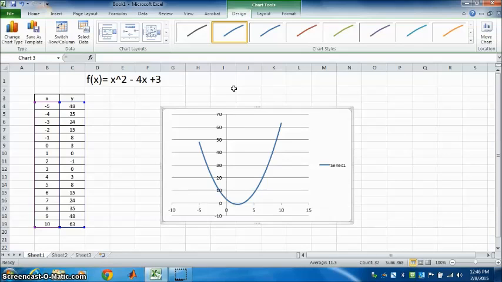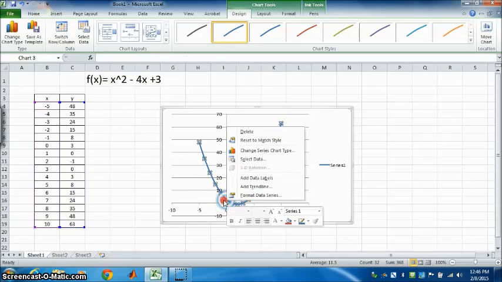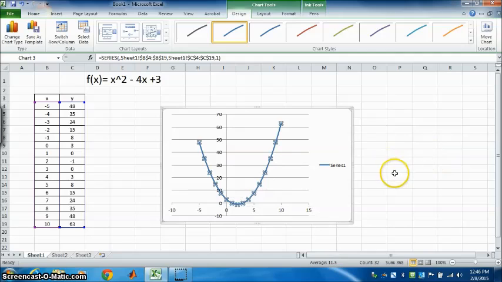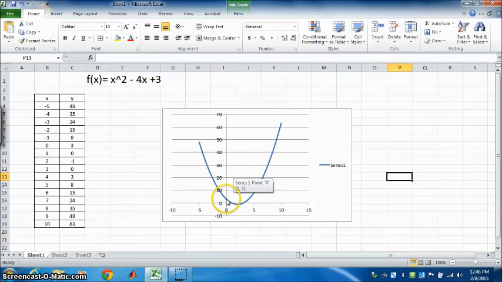Now in this parabola, the point where it cuts the y-axis, this point where it intersects the y-axis is called the y-intercept. Where it intersects x is called the x-intercept. So these two points are called x-intercepts. The parabola is turning from this point. This point is called the vertex. Can you make out?